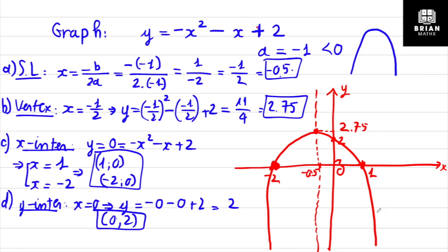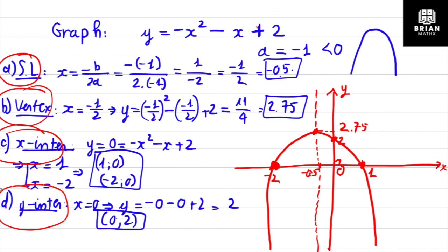The form is concave down. The vertex is in this position, the y-intercept is 0, 2, and the x-intercepts are negative 2, 0 and 1, 0. That's all. These useful steps will help you graph a quadratic equation very easily.